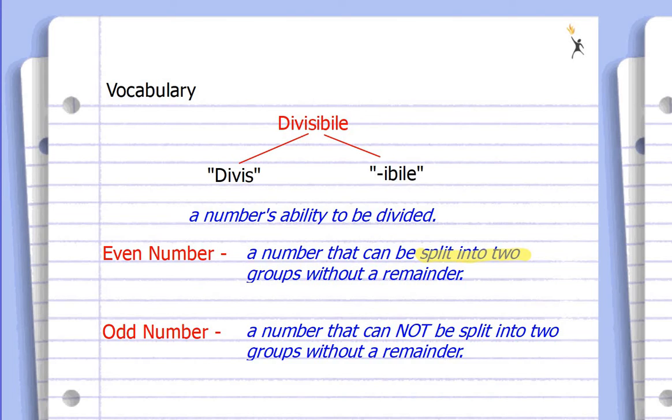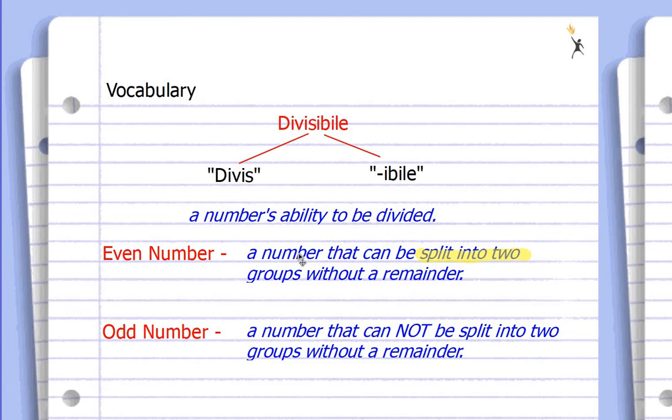So divisible can be separated into divis and able. Divis is like divide, so meaning divide, and able is like the word able. So this is a number that is dividable, okay? But we say divisible. And it's a number's ability to be divided.